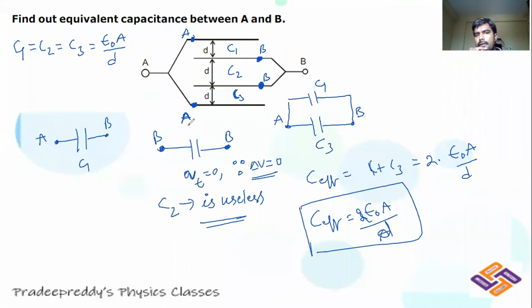And after finding how many capacitors there are, mark those capacitors as C1, C2, C3, C4, C5, like that. After that, if the plates' area and distance are the same, then all their capacities will be equal. Therefore, we will write C1, C2, C3, all of them equal to epsilon naught A by D. Suppose any one area is varied or any one distance is varied, then you need to change that. So C1 will not be equal to C2 and that will not be equal to C3.